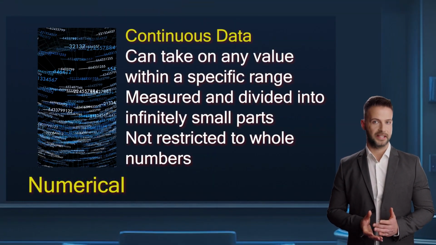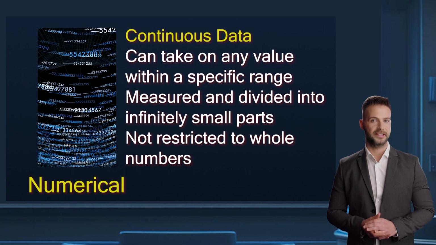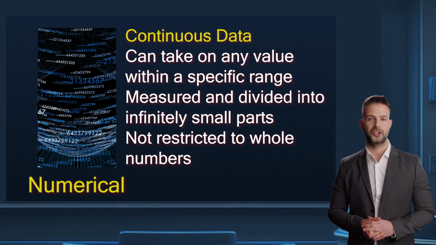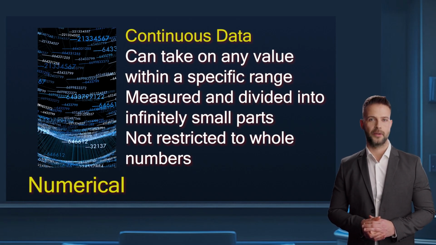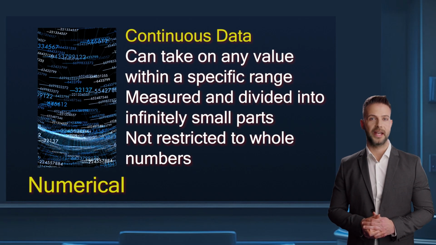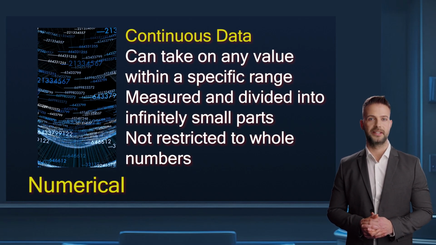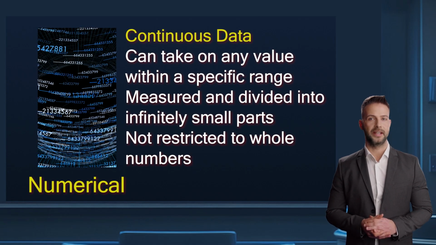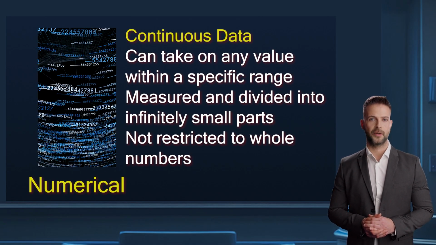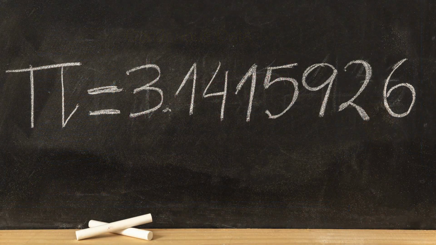We also have continuous data. Continuous data refers to data that can take on any value within a specific range, meaning it can be measured and divided into infinitely small parts like height, weight, temperature, or time elapsed. So it is not restricted to specific discrete values like whole numbers, but can fall anywhere within a given range. Pi is a very long decimal number, right? So it would be continuous data. So that is numerical data.